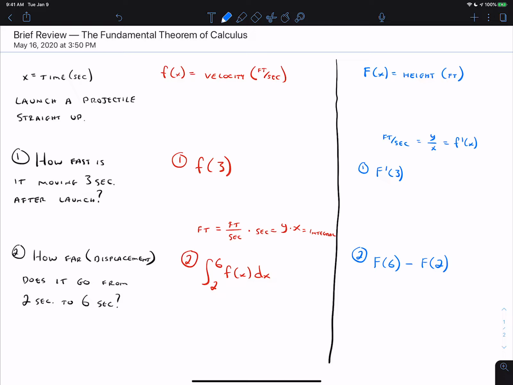Okay, so thinking about this on problem 2, if you had a test where the question was asking how far did it go from 2 seconds to 6 seconds, or what's the displacement from 2 seconds to 6 seconds, and version A of the test had the velocity function, and version B had the height function, which version would you prefer for that question? Obviously you prefer the one on the right, because that involves just plugging in 6, plugging in 2, and subtracting. The one on the left involves doing a complicated Riemann sum.